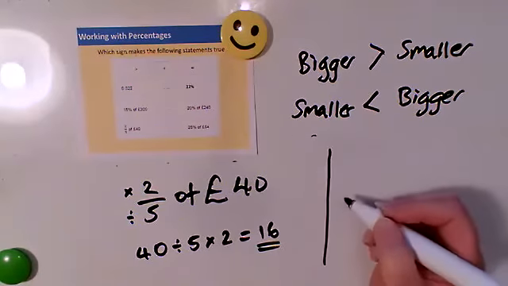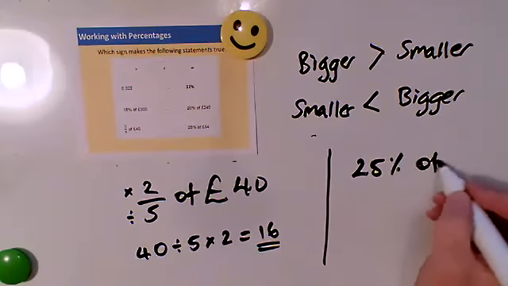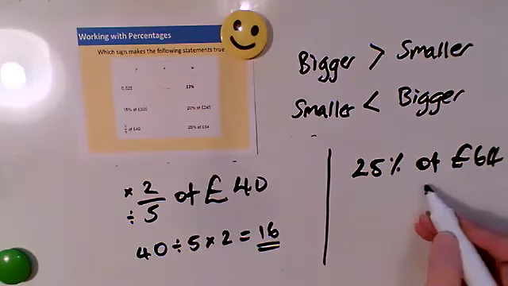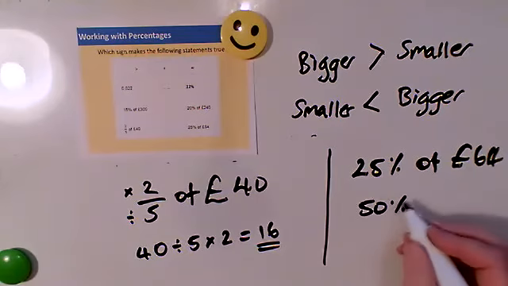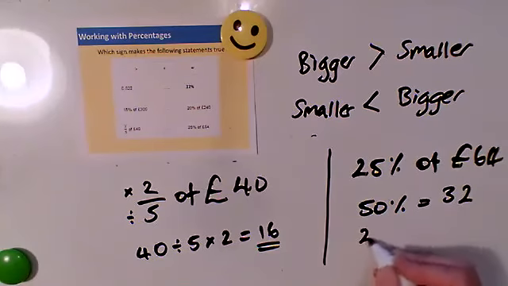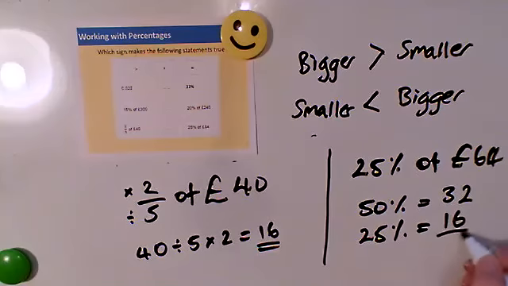I now need to compare that to whatever 25% of 64 is. So 25%, I'm going to find 50%, and then I'm going to halve it, because 50% is double 25. So 50% is a nice easy one to find. We're just going to halve this number, will be 32. Then halving that again tells me that 25% is going to be 16.